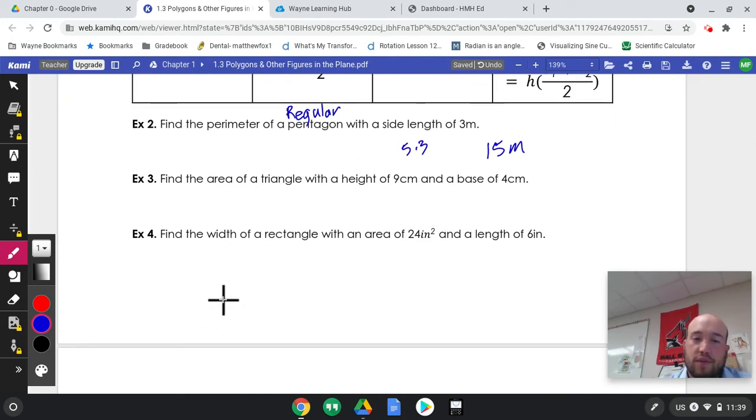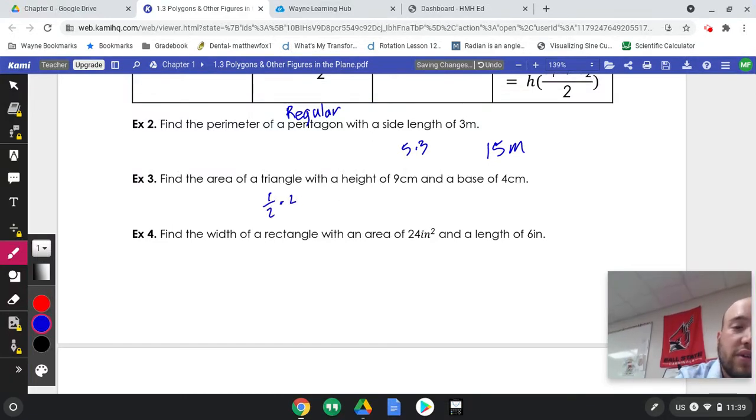Okay, now example 3. Find the area of a triangle with a height of 9 centimeters and a base of 4 centimeters. Okay, so a triangle, we know 1/2 base times height. So 1/2 times the base, which is 4, times 9. Half of 4 is 2. 2 times 9, 18 centimeters squared.